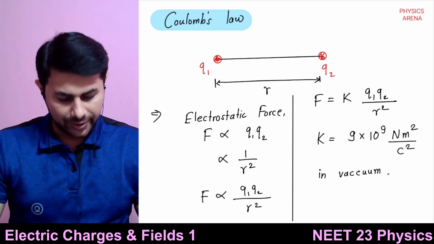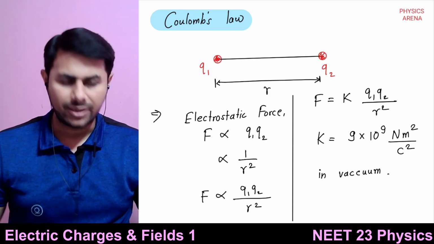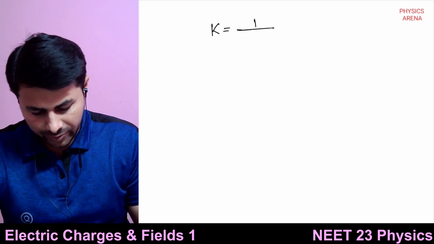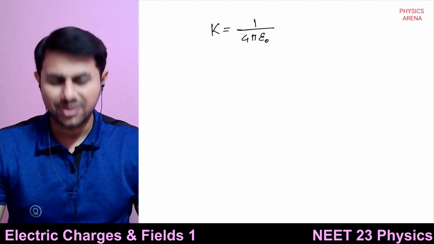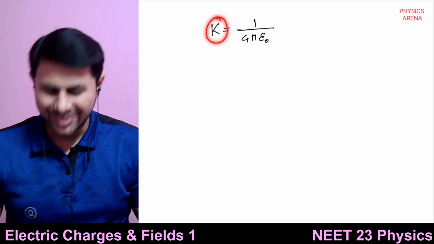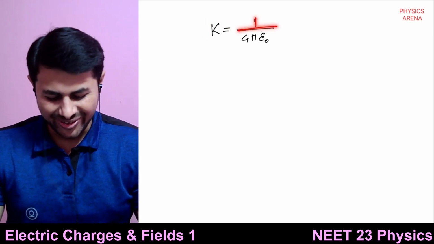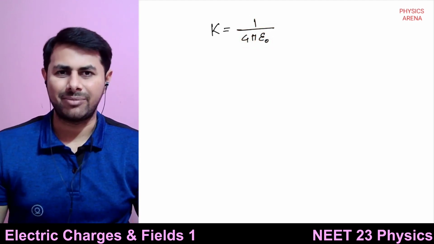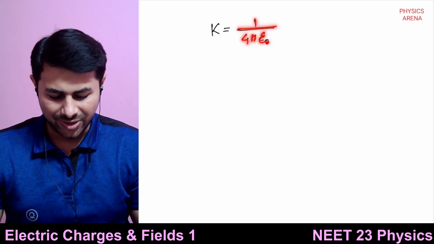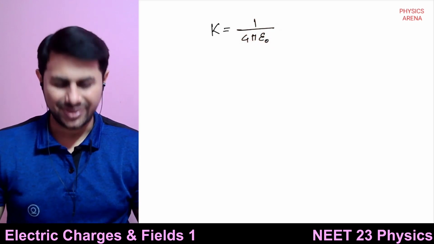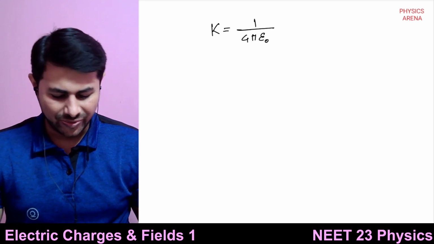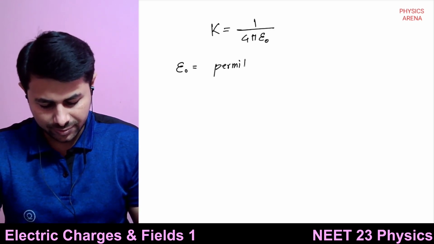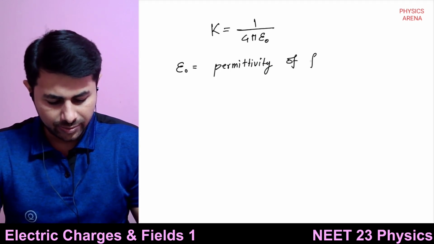Now this constant is written as 1 upon 4 pi epsilon naught. So K is written as 1 divided by 4 pi epsilon naught. This is for convenience. You might wonder, K is more convenient, right? Why 1 upon 4 pi epsilon naught? Okay, we'll see this later. As we progress through this chapter, you'll understand why the 1 upon 4 pi factor is convenient. So K is written as 1 over 4 pi epsilon naught, and this epsilon naught is called as permittivity of free space.